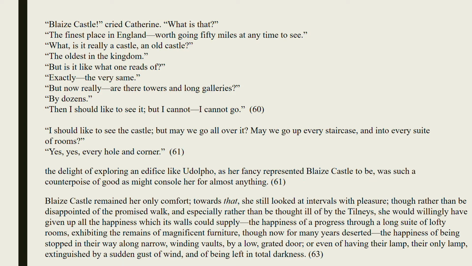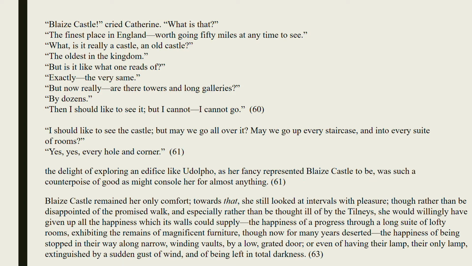"Blaise Castle," cried Catherine. "What is that?" "The finest place in England, worth going 50 miles at any time to see." "What? Is it really a castle?" "An old castle? The oldest in the kingdom." "But is it like what one reads of?" "Exactly, the very same." "But now really, are there towers and long galleries?" "By dozens." "Then I should like to see it, but I cannot go." She clearly very much wants to go.